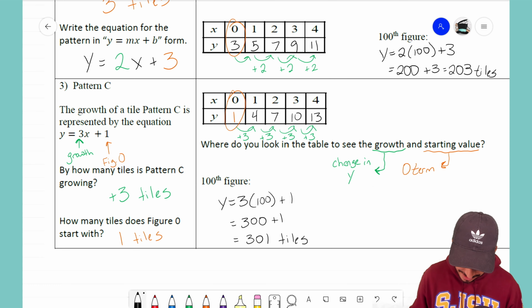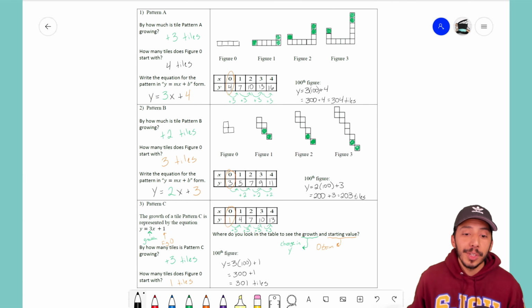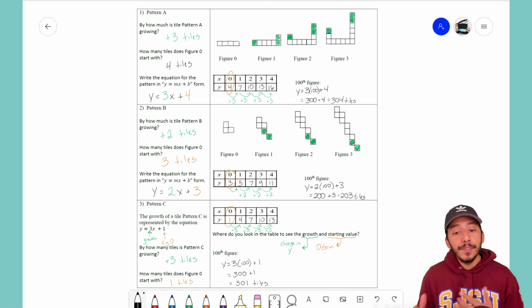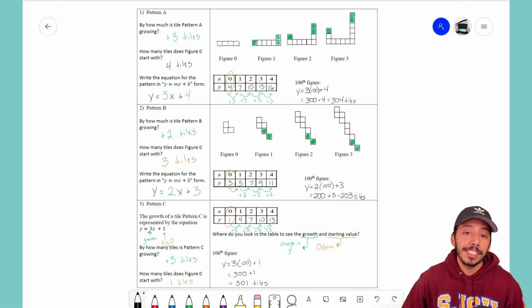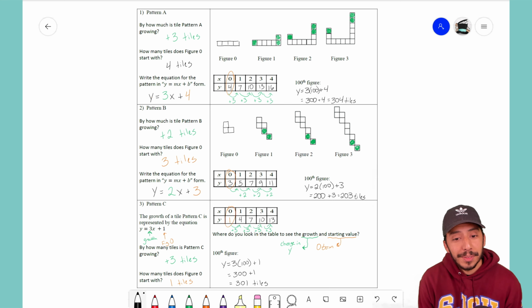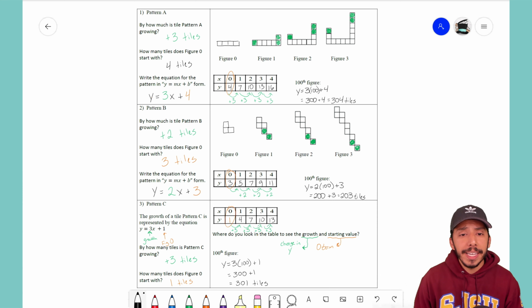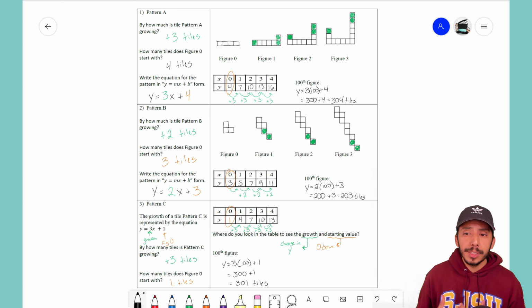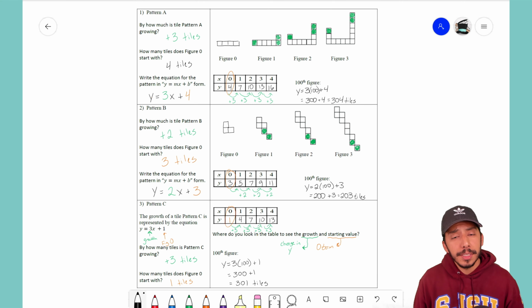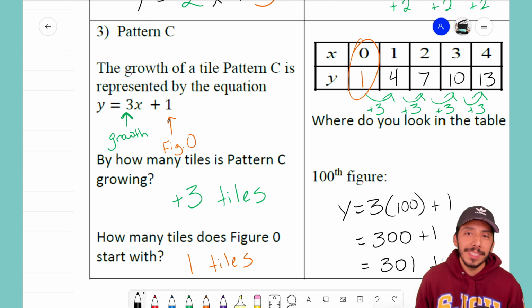And you might be thinking, question 3 and question number 1, or patterns A and C, are actually very similar. You'll notice that they both have the same growth pattern. They were both growing by 3 tiles. The only difference here is how many tiles they started off with. Pattern A started off with 4 tiles, whereas pattern C started off with only 1 tile. But it's important for you to recognize that when you're developing your linear equation in the form y equals mx plus b, m is always going to represent your growth. The number that goes next to the x variable always represents your growth, and the b term at the very end, the constant on its own, that is figure 0.